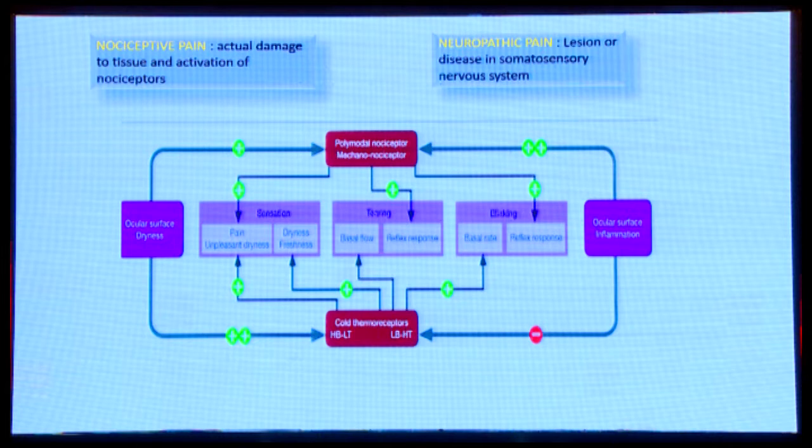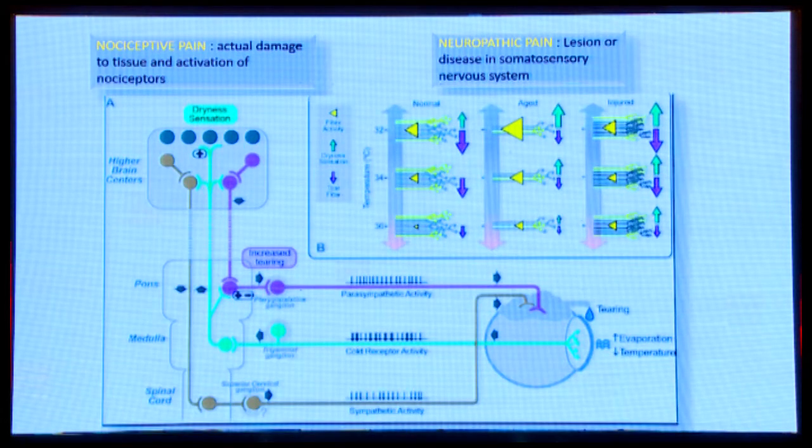As we know, we have a lot of these nociceptors in the cornea, like mechanonociceptors, the polymodal nociceptors, as well as the cold thermoreceptors. All of them play a role in the nociceptive as well as the neuropathic pain. So let us understand what is the pathophysiology behind this pain.